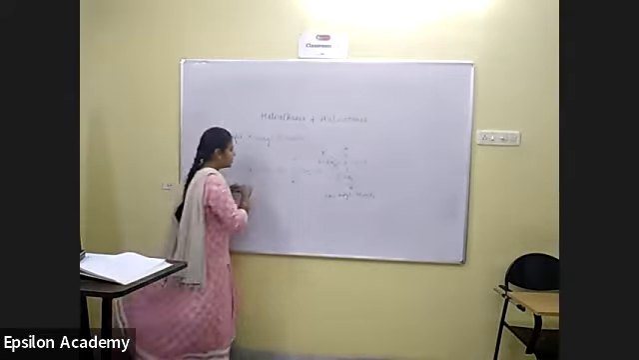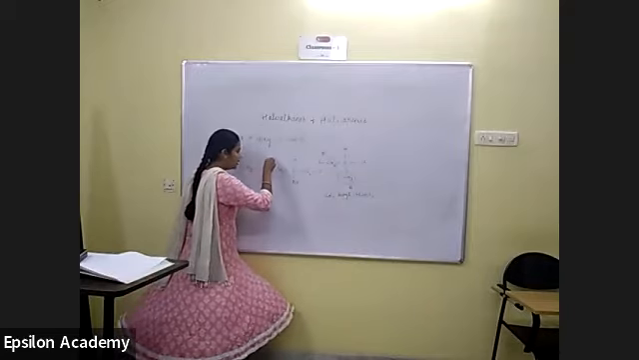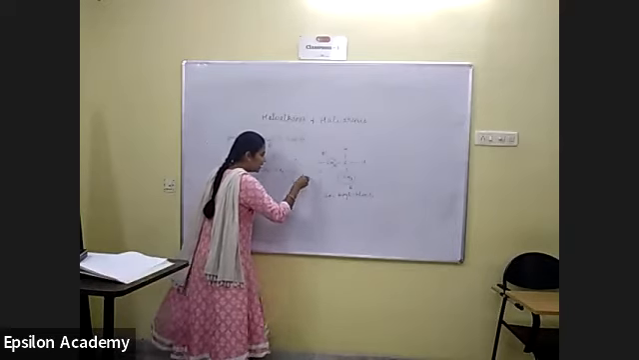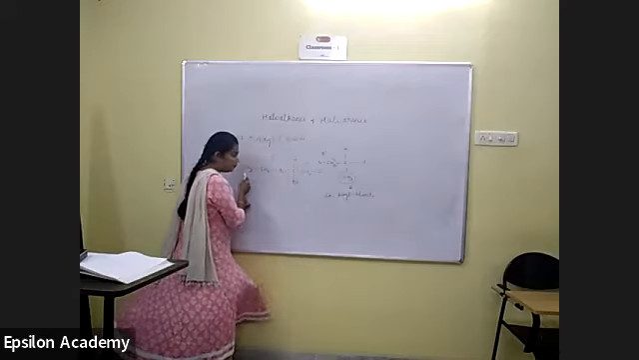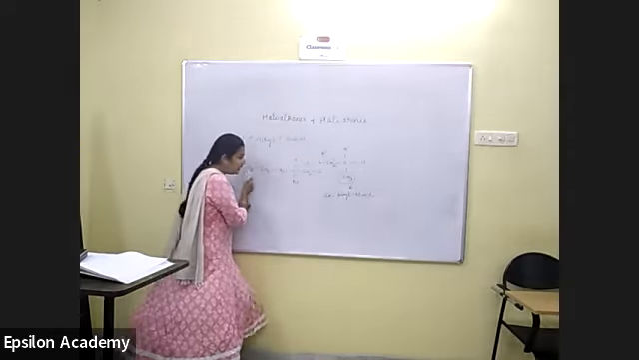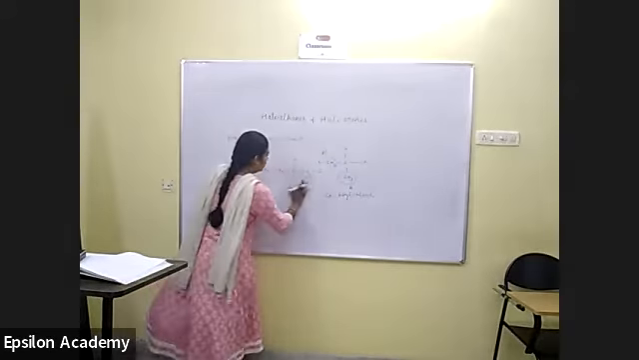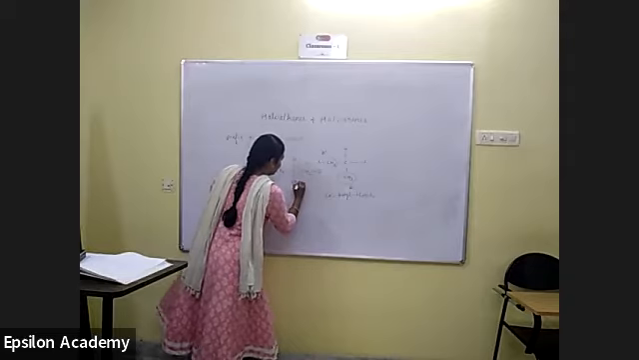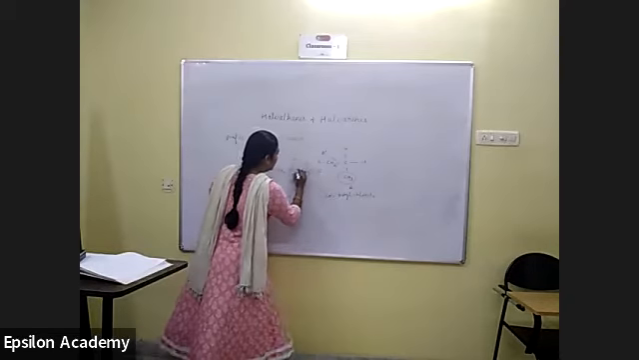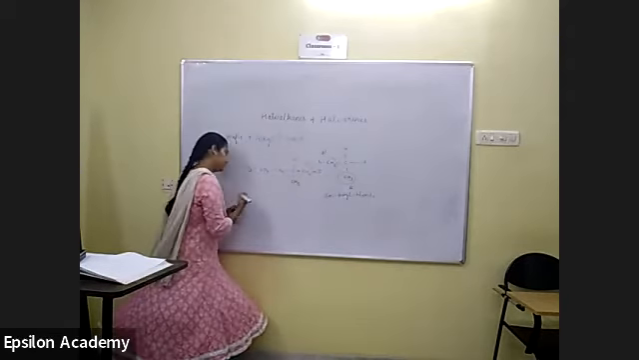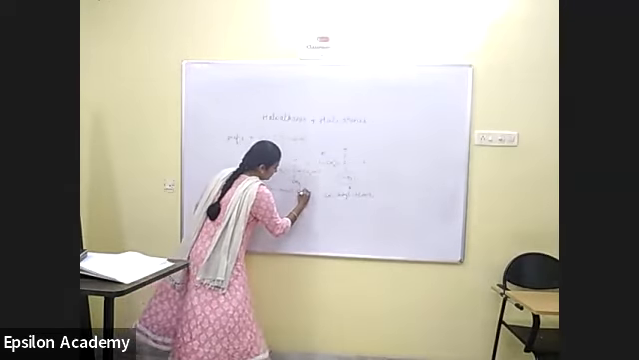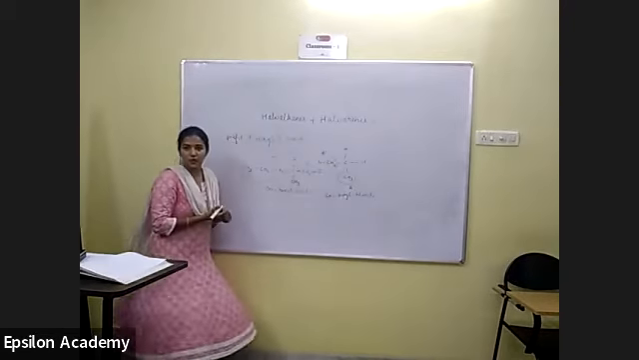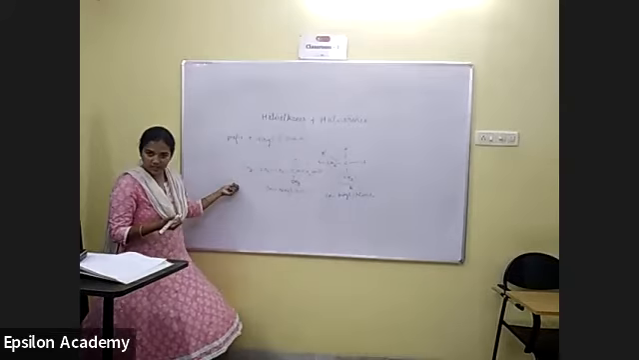Secondary. So here there is one alkyl group. Here there is another alkyl group. So secondary, 1, 2, 3, 4, 5. Secondary pentyl. CH3. Now, secondary. So this is your secondary. Okay. So now you can ask me the question.